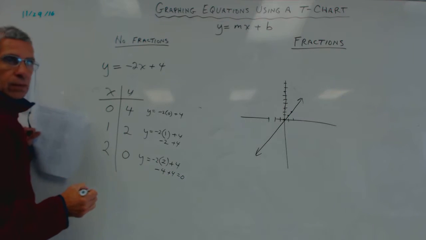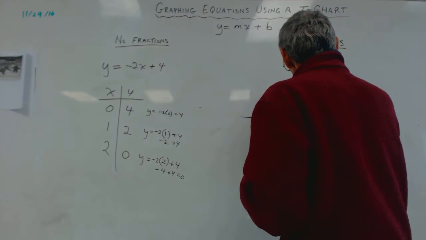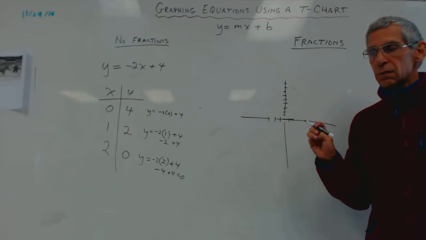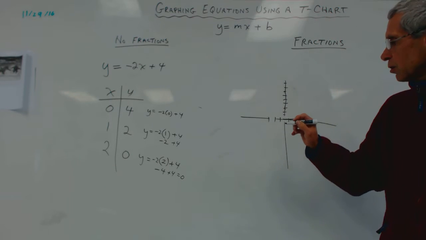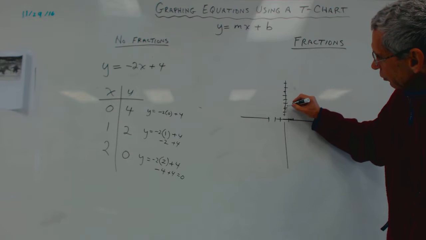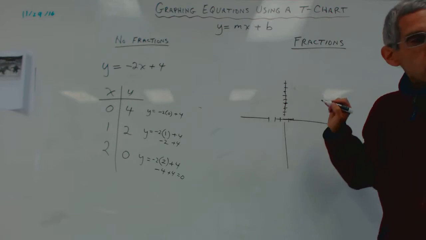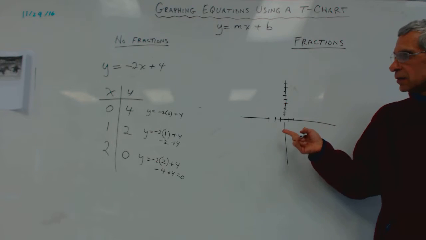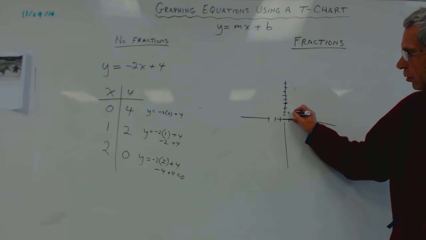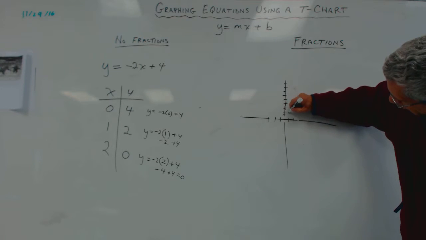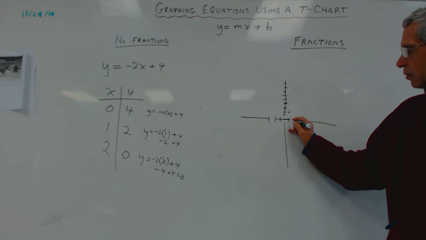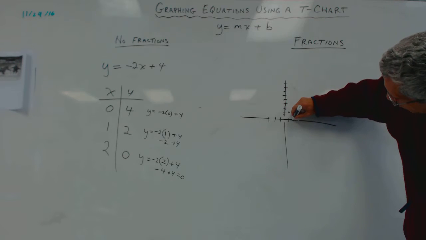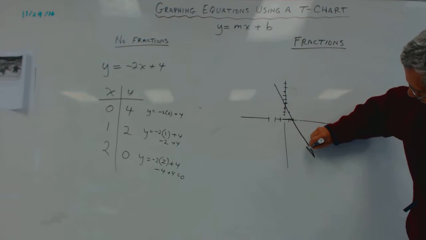So 0. So now I would plot these points, right? I'm just using the same graph. And so we've got 0, 4. I go up 1, 2, 3, 4, and put a dot. I'm kind of going fast on this part because I think you know how to graph, right? Am I right? You know how to plot the points. 1, 2. Over 1, up 2. Dot. And then 2, 0. I go to the right 2 and I put a dot right there. And that is close enough. It's a straight line. So I draw my line again.